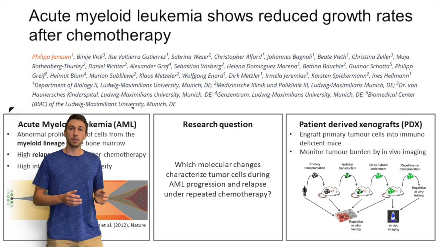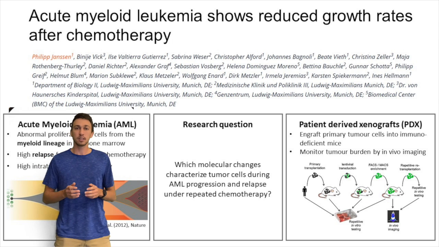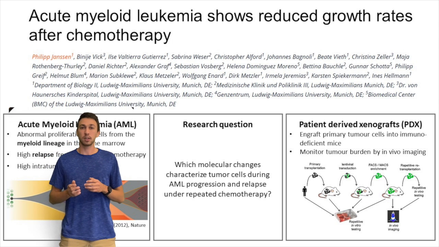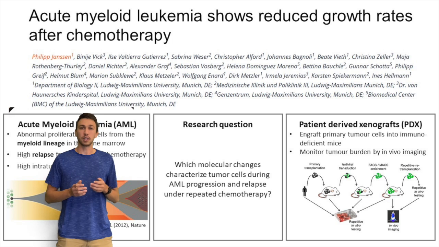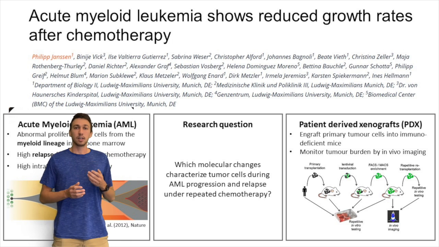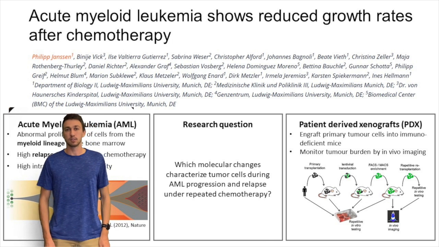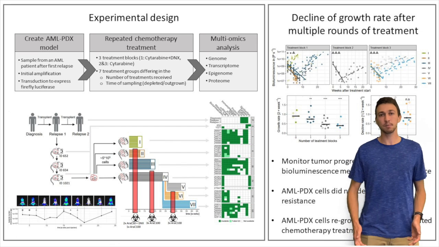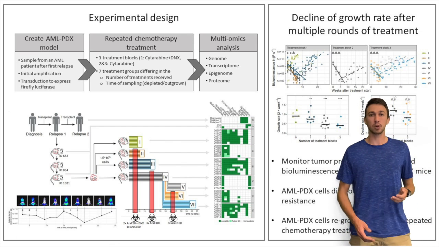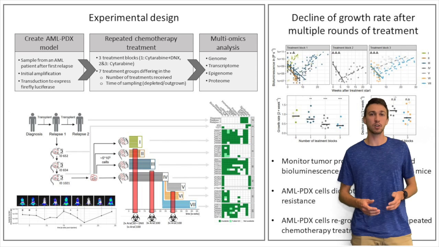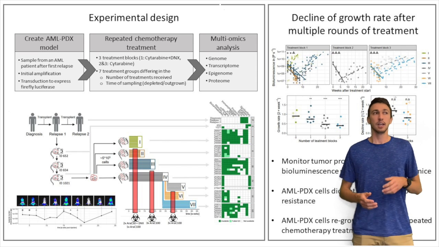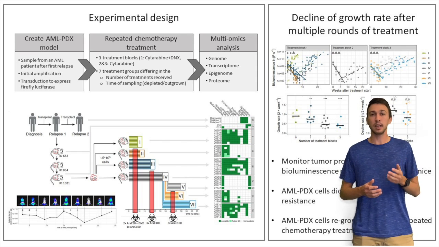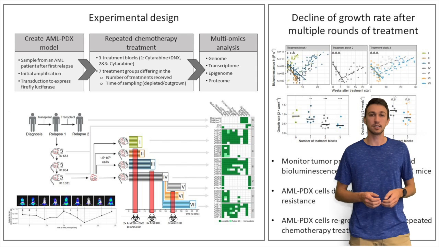of a human patient into immunodeficient mice, and then we can treat these mice with chemotherapy, monitor the tumor burden by in vivo imaging, and finally re-isolate cells for further analysis. So this is the experimental setup that we chose. So we used primary tumor cells of a female patient that were isolated after the first relapse. And then we transplanted these cells into mice, amplified them and transformed them so that they express luciferase, so that we can monitor the tumor burden as seen in these bioimaging pictures at the bottom.